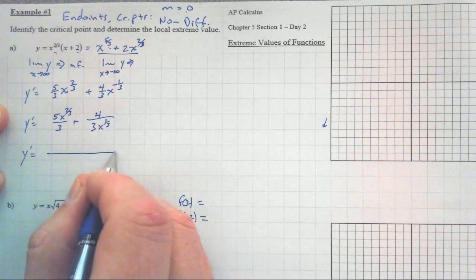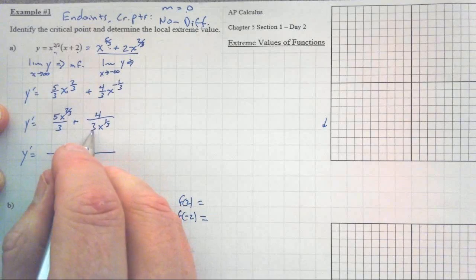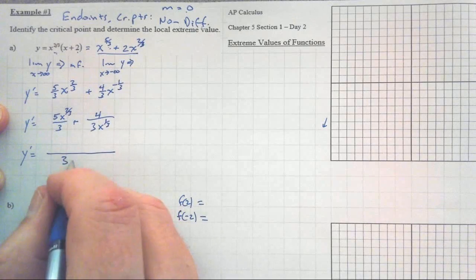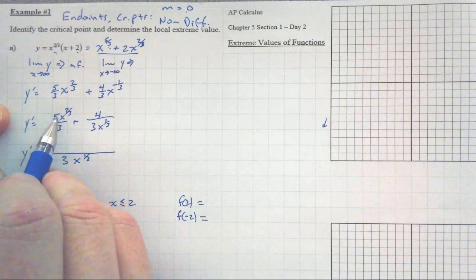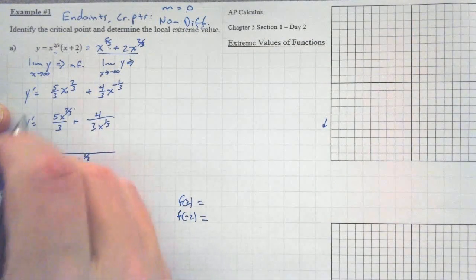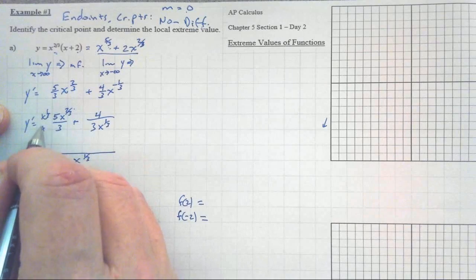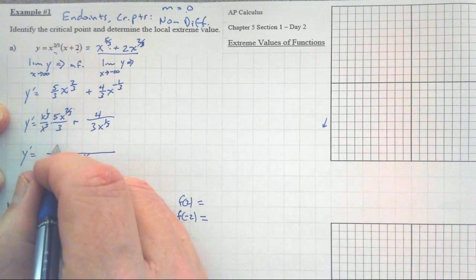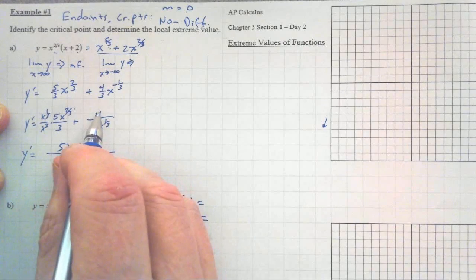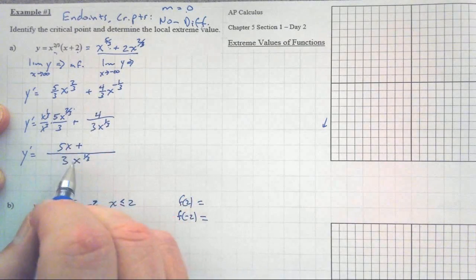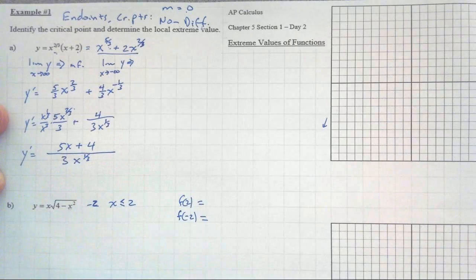For common denominators, I need a factor of 3. I've got it. I need a factor of x to the 1/3. I don't have it. So this 5x to the 2/3 needs to be multiplied by x to the 1/3 on x to the 1/3, and then that's kind of convenient. I get 5x plus 4. The 4 didn't have to be multiplied by anything. It was already over our denominator. So here's what I'm looking for.